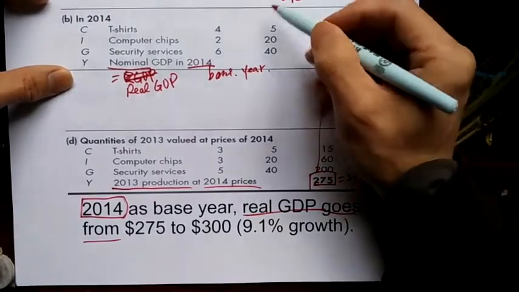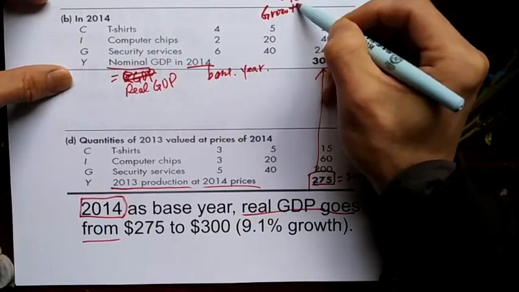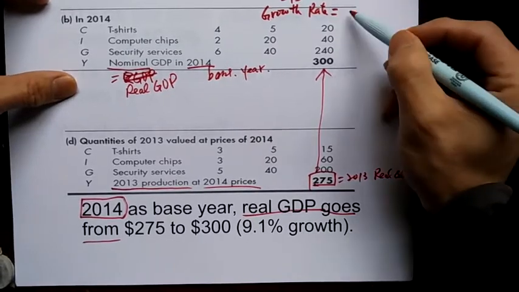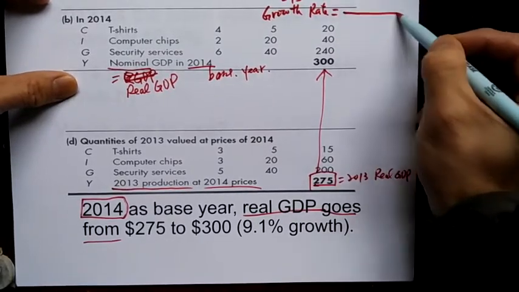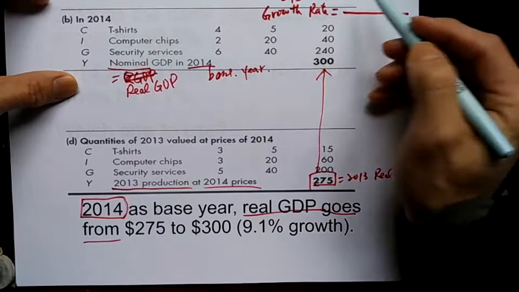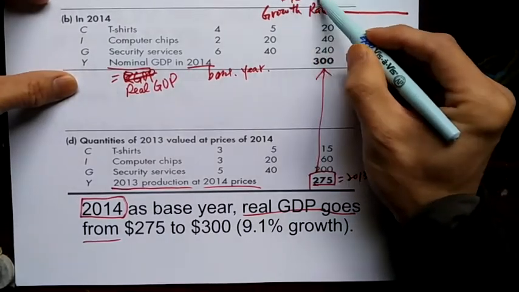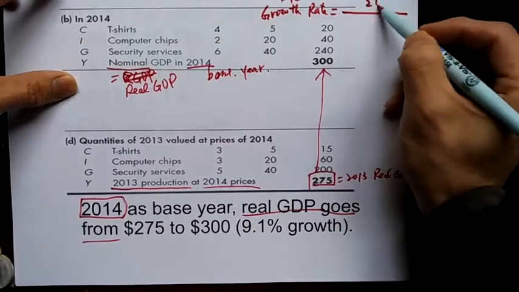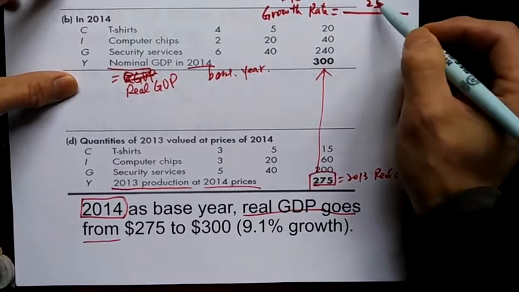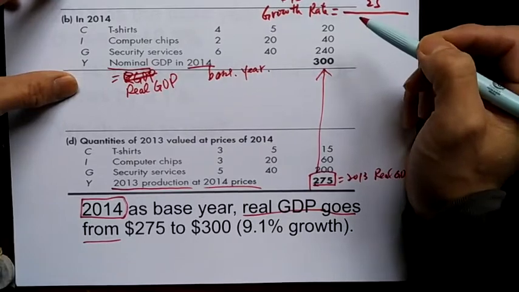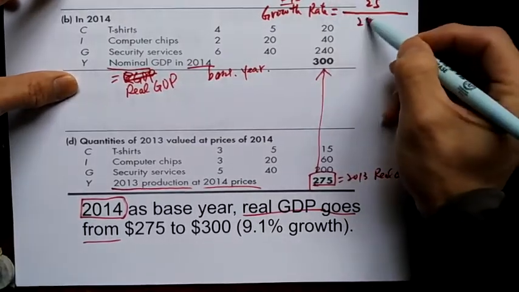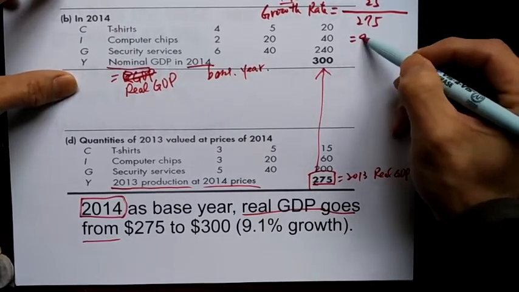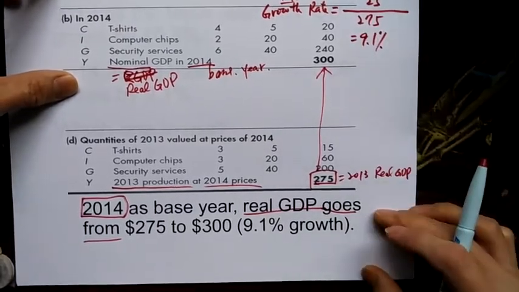Then what is the growth rate? Again, growth rate is the percentage change. How much is the change? The change from 275 to 300. The change is 25. Change from what? Change from 275. Therefore, the growth rate is 9.1%.